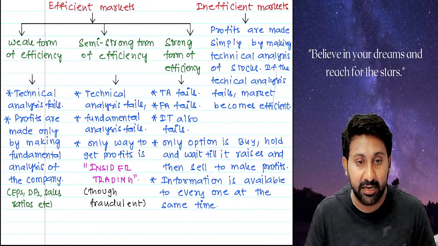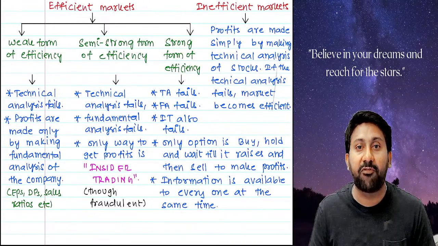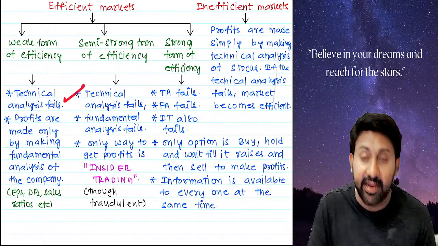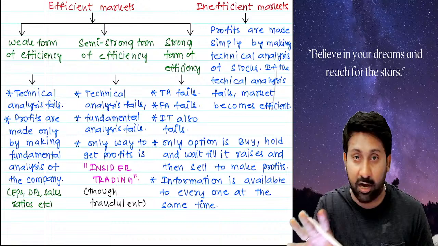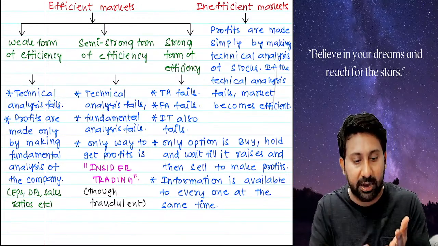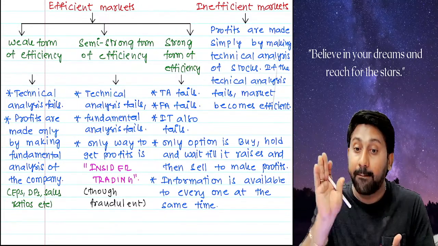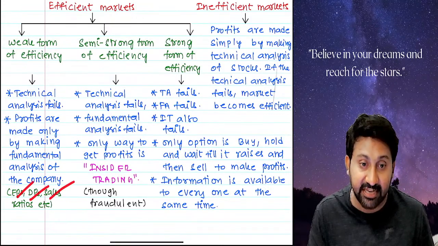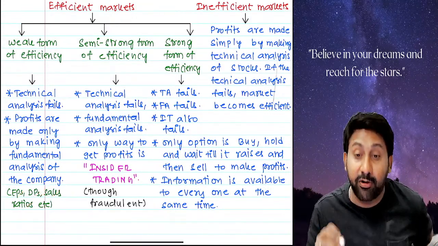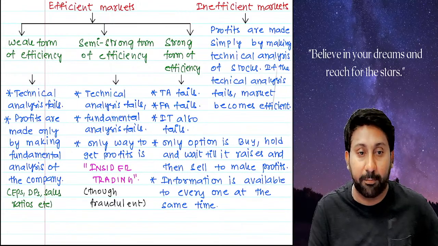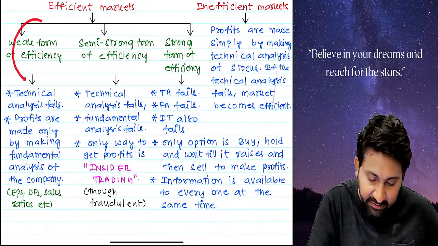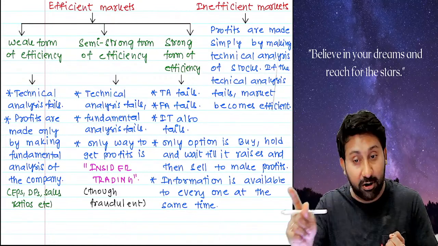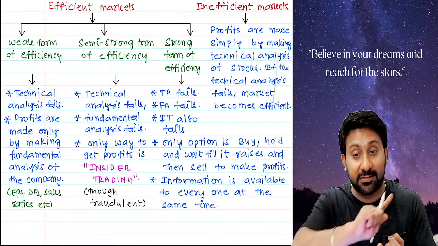Okay, that means try to understand the point. Weak form of efficiency is a market where technical analysis, meaning by seeing the charts, you can't make the profit. You have to know about the company, their ratios, how they are working, performance, everything you need to analyze. Their EPS, their DPS, their sales, their ratios, everything you need to analyze, and then only you can make the profit by buying and selling. That's called as a weak form. Semi strong means technical analysis will not give you profit. Fundamental analysis will not give you profit.